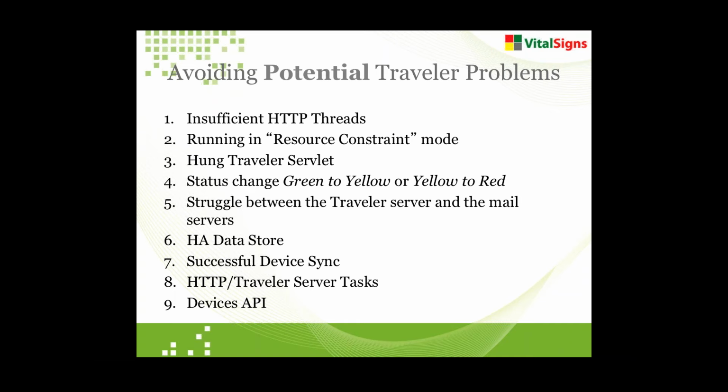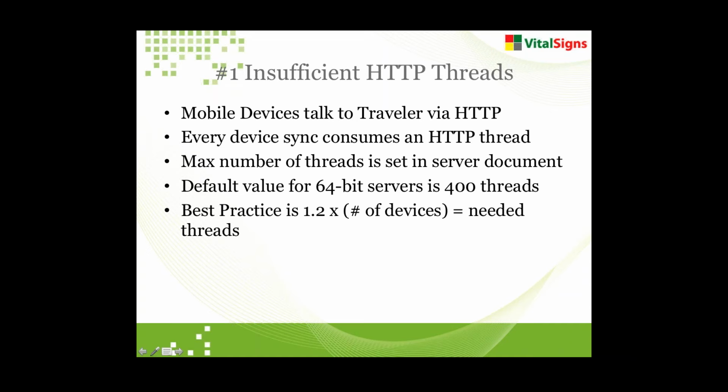Of course, the obvious one is making sure that HTTP and the Traveler server tasks are up and running. And if you're looking to get device metrics, you need to make sure that you can get to the device's API. So I'm going to run through the top 5 as quickly as I can to get through as many of these things as I can, because this is important stuff, I think.